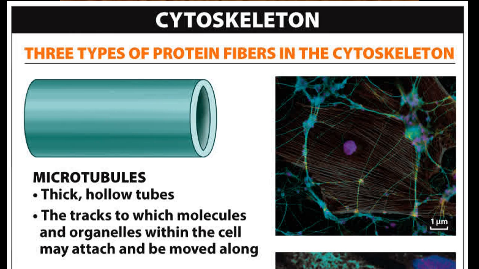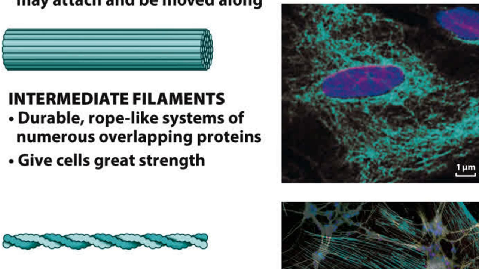Continuously built, disassembled, and rebuilt, microtubules rarely last more than about 10 minutes in a cell. You might remember seeing these in the virtual 3D tour we took of the cell a few weeks ago. Intermediate filaments are the second type of cytoskeleton fiber, and they are a durable, rope-like system of numerous different overlapping proteins. They give cells great strength.